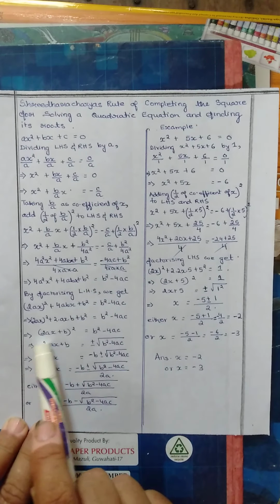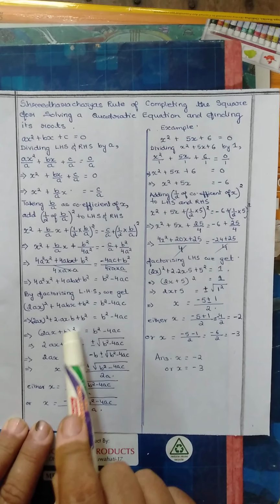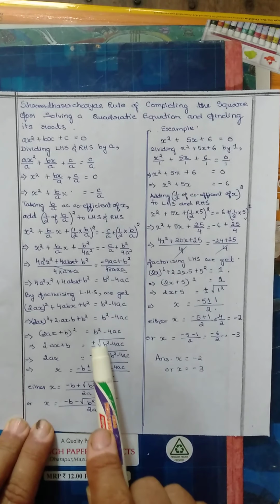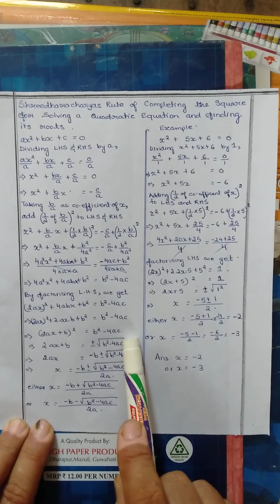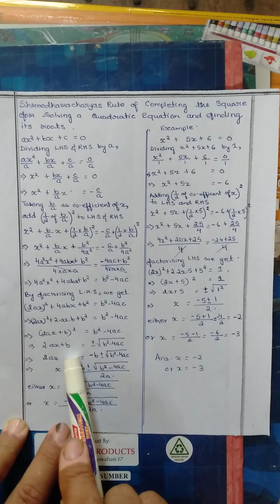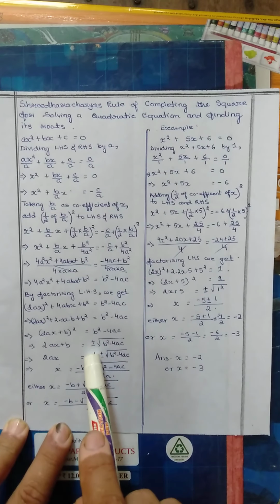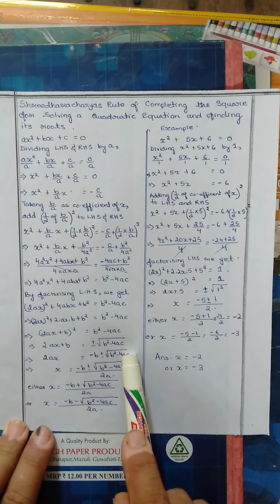Now you get this. If you remove the square, then ultimately you have to look for the square root of this. Since we do not know whether it would be plus or minus, we assume that it is either plus or minus the square root of b squared minus 4ac.